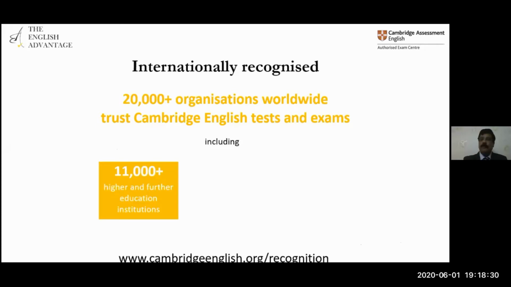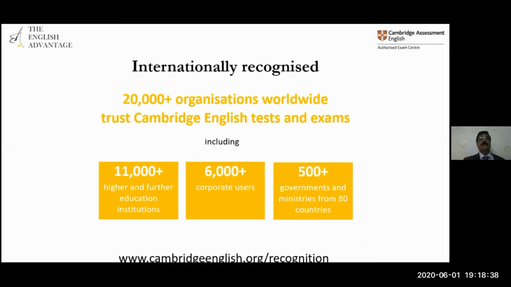So, like I said, educational institutions, more than 11,000. Corporate users, more than 6,000. Government ministries and organizations. So you have the government that has also decided to make Cambridge English a part of the curriculum in the countries that they are. So there are many countries in the world where the government says that they have to.